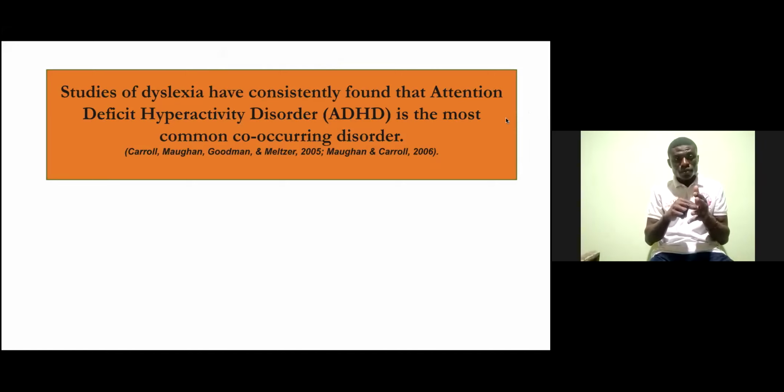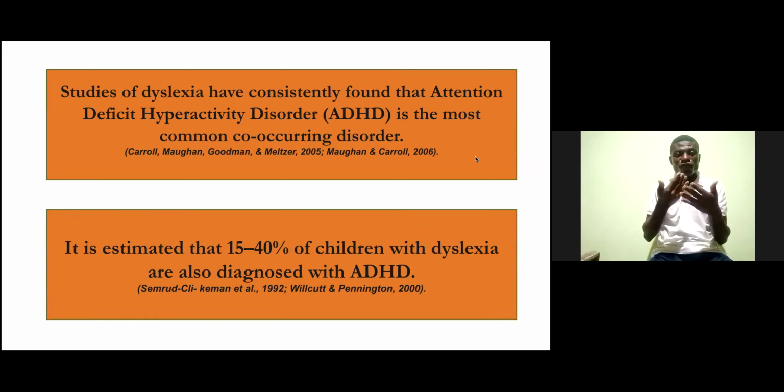Studies of dyslexia have consistently found that attention deficit hyperactivity disorder is the most common co-occurring disorder with learning disabilities. And it is estimated that 15 to 40% of children with dyslexia are also diagnosed with ADHD.